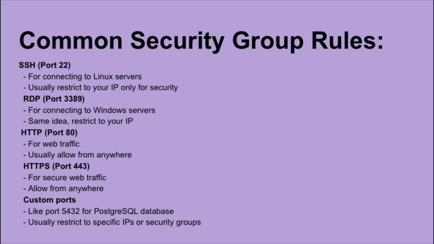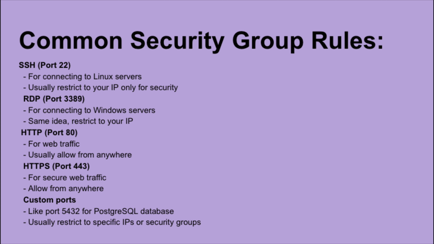Here are the most common rules you'll see. SSH, for connecting to Linux servers, and it's usually restricted to your IP only for security. RDP, for connecting to Windows servers, and it's the same deal. You restrict to your IP.